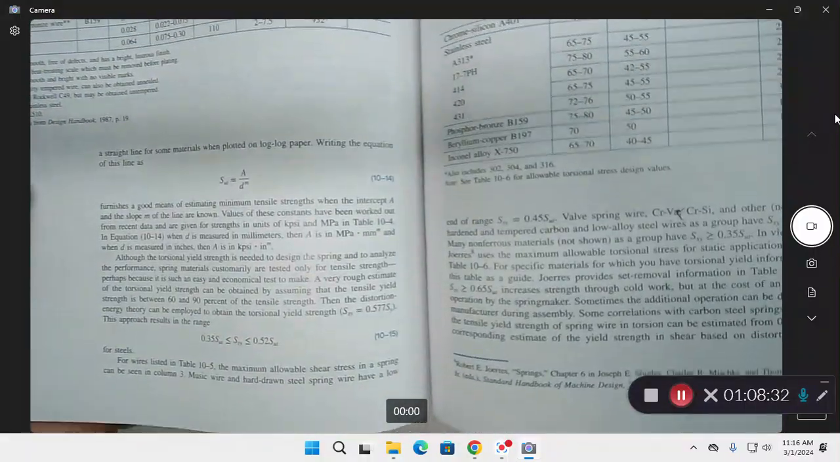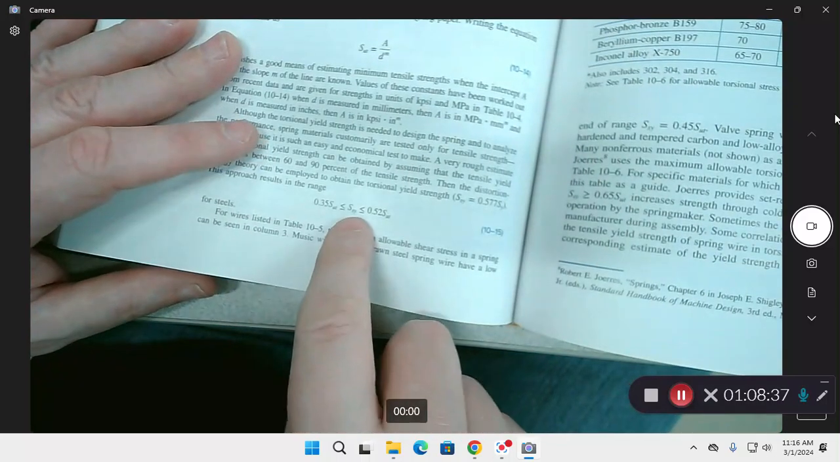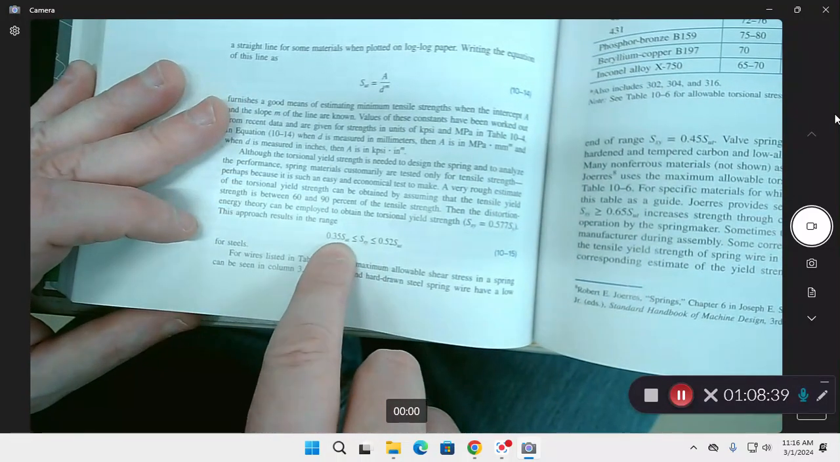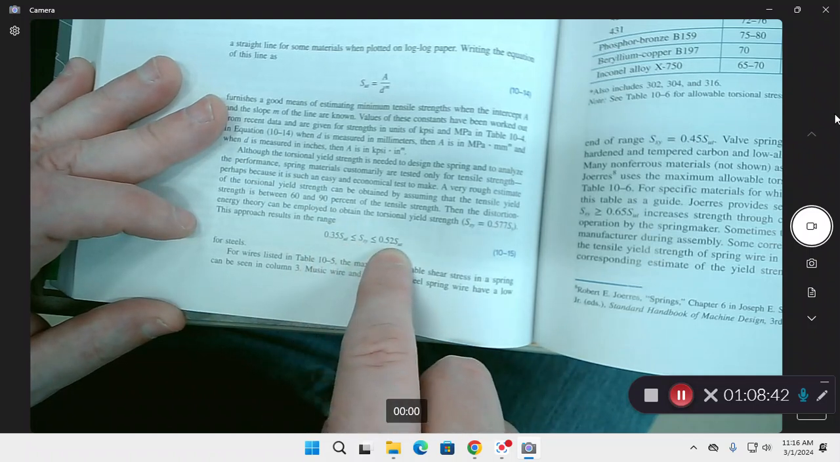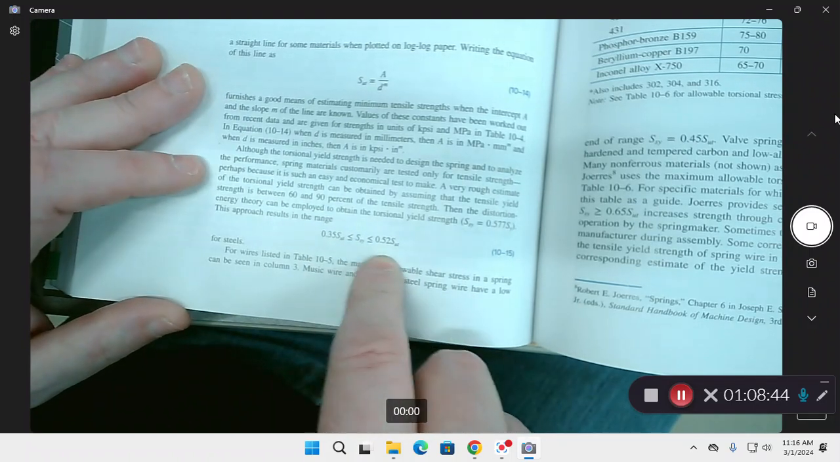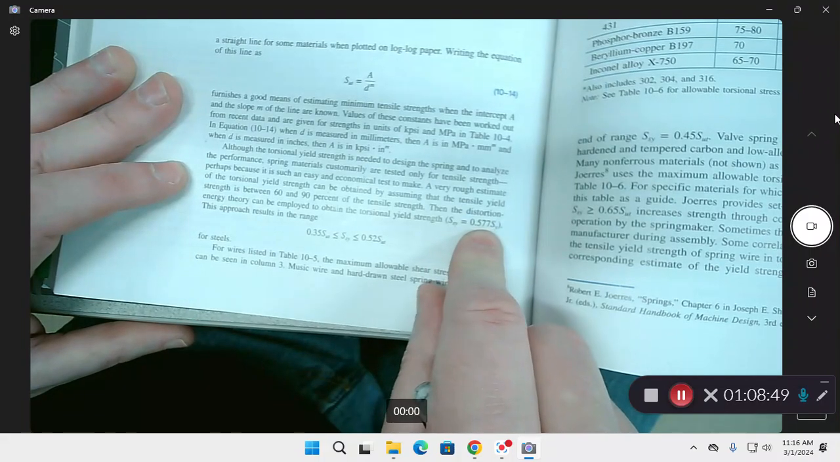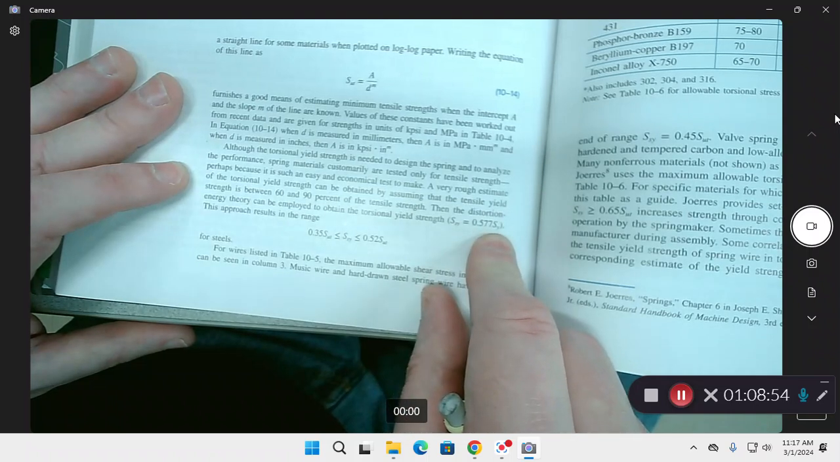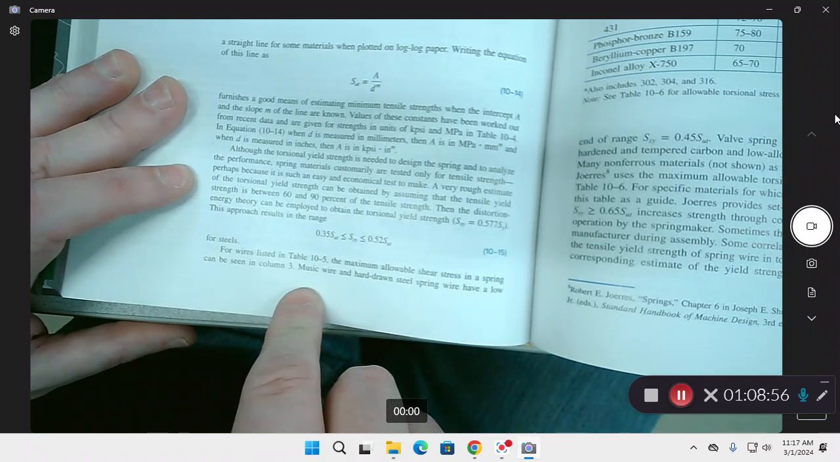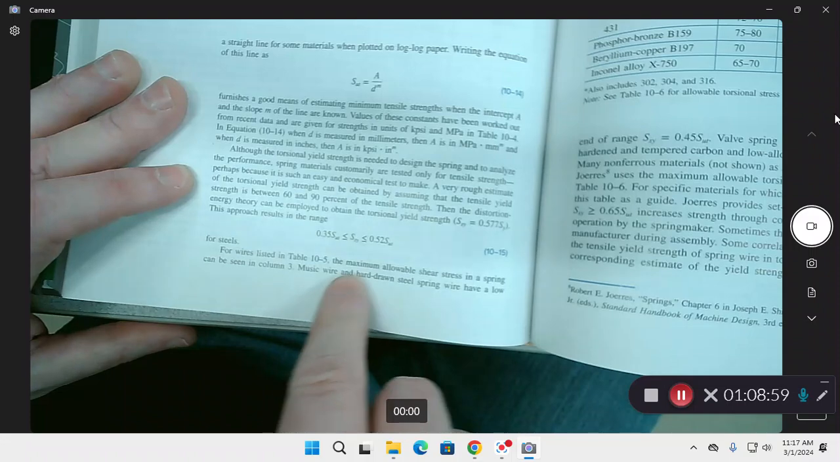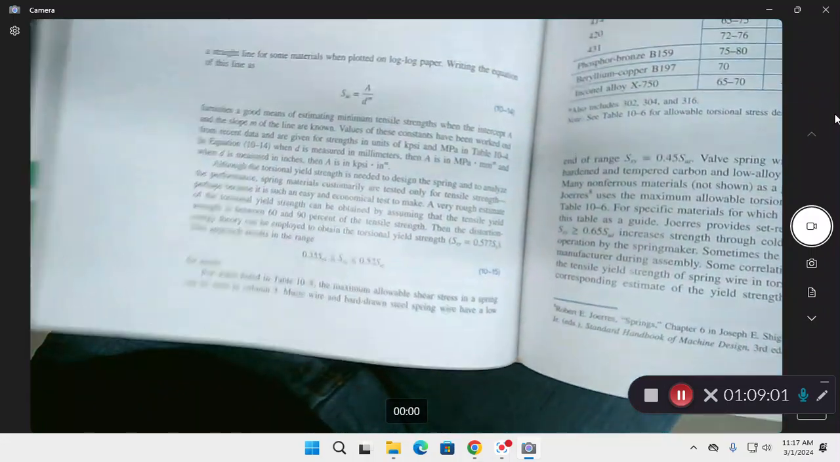All right, so it starts right here, this discussion about the shear yield, that it's somewhere in between 0.35 ultimate and 0.52 ultimate, and we're reminded right here that von Mises says it's 0.577. But that's shear yield to yield. We are talking about ultimate and shear yield, right? So, little discussion thing going on.